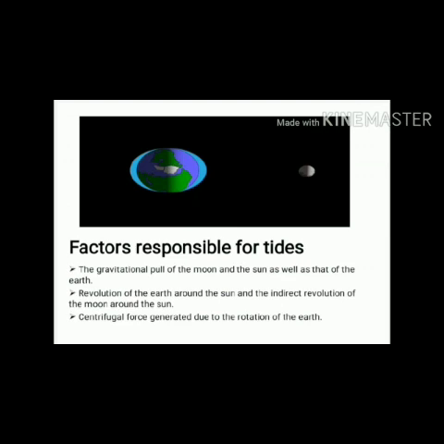Now, what are the factors responsible for the occurrence of tides? First, the gravitational pull of the moon and the sun as well as that of the earth. Second, the revolution of the earth around the sun and the indirect revolution of the moon around the sun. Third, centrifugal force generated due to the rotation of the earth.